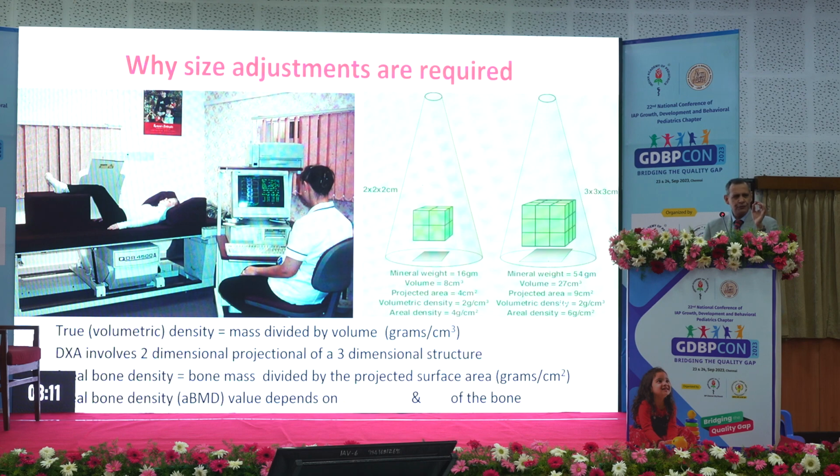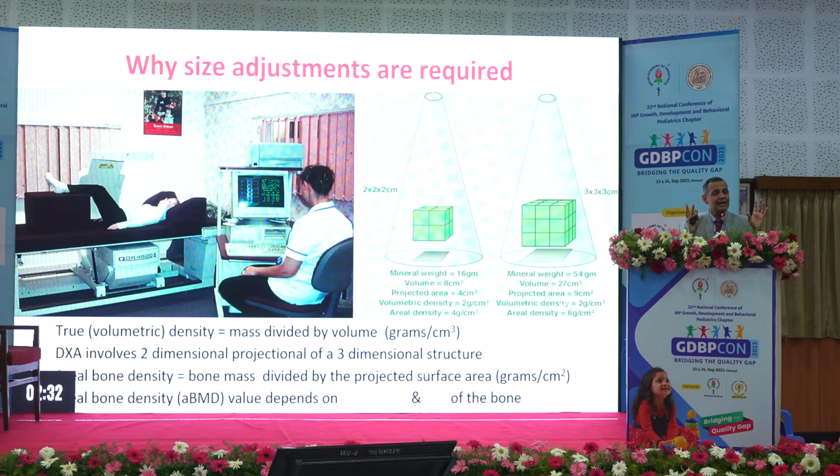Now, I'm going to spend only a few minutes on volumetric bone density versus areal bone density. Many of you may not be able to read from there, but you can see this picture. This is how the DEXA beam actually projects the bone. If you have a small bone, like on the left side, then although your volumetric density is 2 gram per centimeter cube, DEXA is going to give an areal density of 4 gram per centimeter square. Whereas in a larger bone, with the same volumetric density of 2 gram per centimeter cube, the areal density works out to be 6 grams per centimeter square.